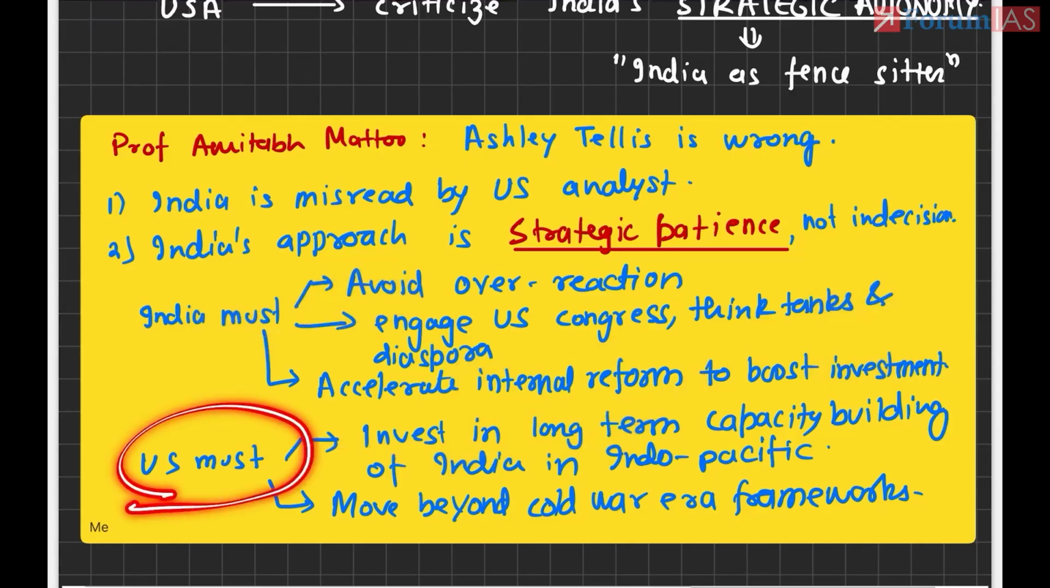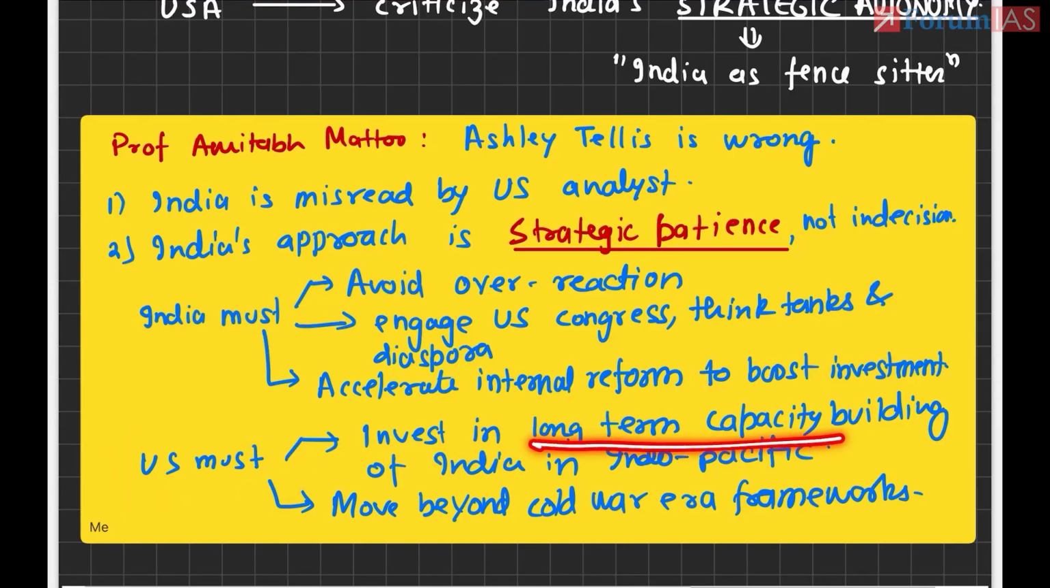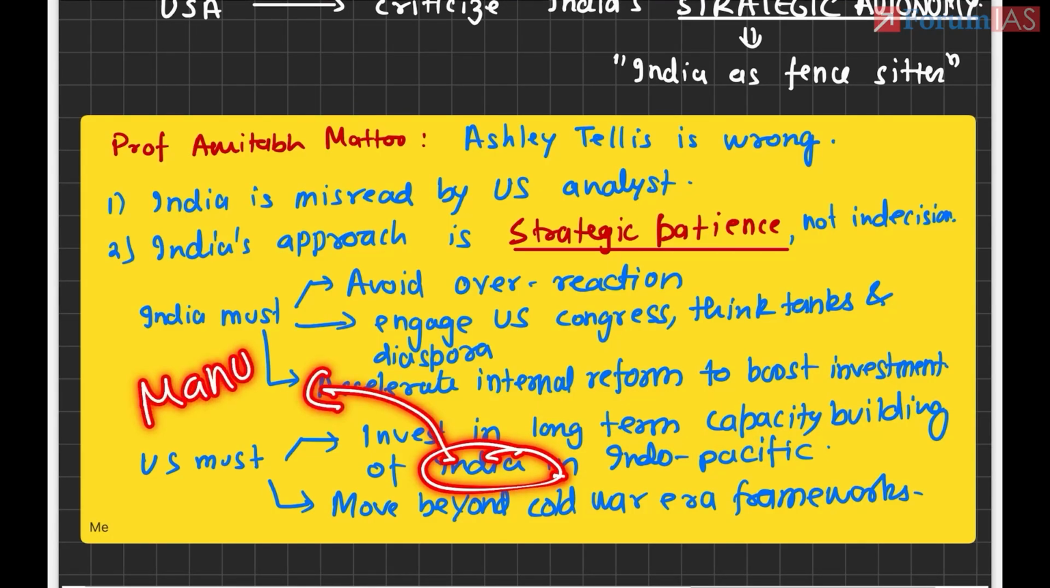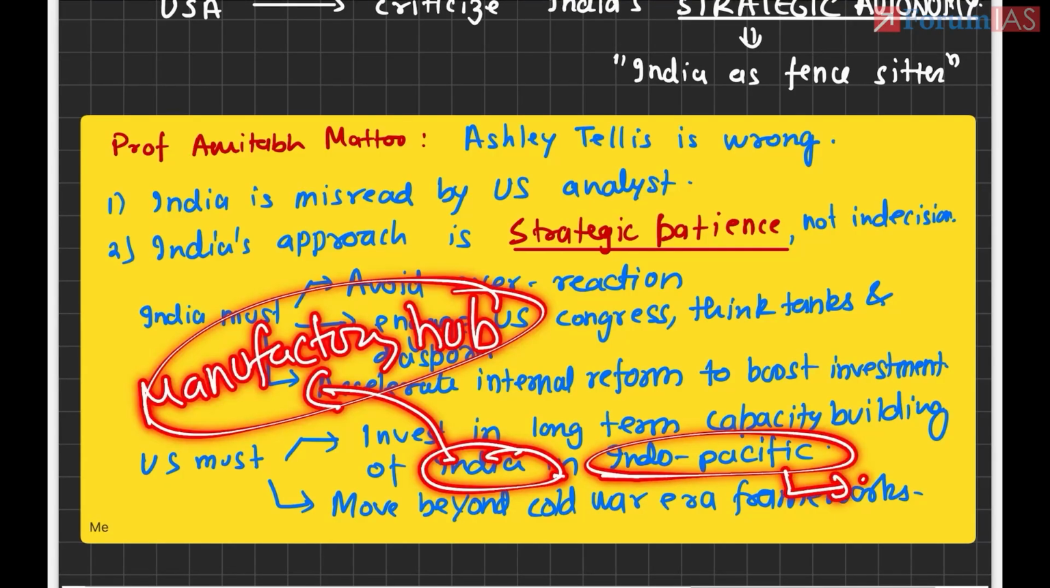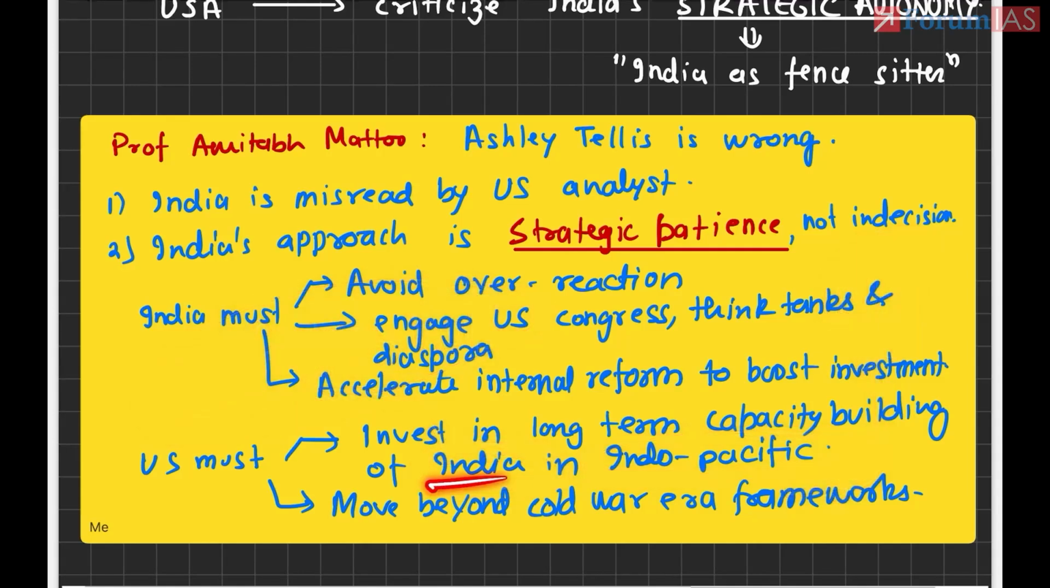What must the US do? The US must think long term. And the US should help India become a manufacturing hub, because India is a very important pillar in the Indo-Pacific. That is a construct against China. So if India is strengthened, it will help the US also in countering China.